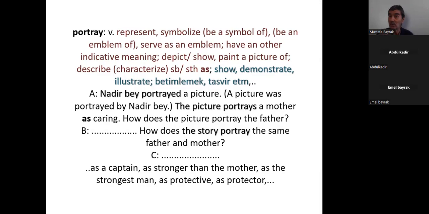How does the story portray the same father and mother? The story portrays the same mother and father as protective, as protectors. Yes, the story portrays the father as stronger than mother, or as the strongest man, for example, as an adjective, or comparative, superlative degrees of adjective are also possible, or as a noun, as a doctor. Yeah, the story portrays the father as a doctor. Okay, yes, portray.